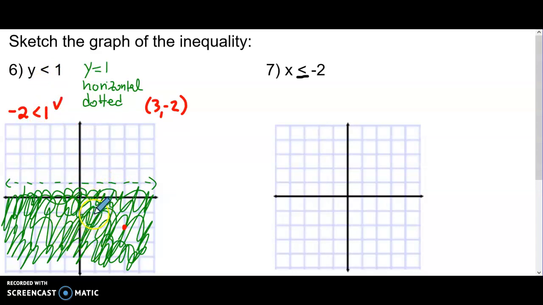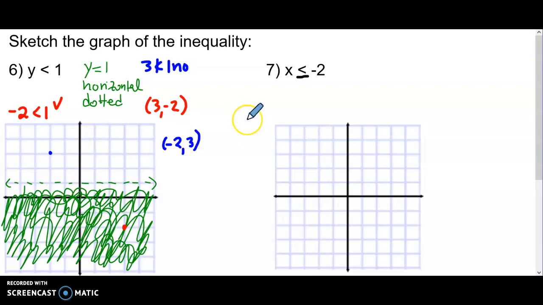The opposite is still true. If I go here and I choose a point, let me choose a point right here. That is -2, 3. According to this, because it's not shaded, it should not be working. If you put this in the inequality, you're getting 3 is less than 1, which is false. Not working, it's not shaded.